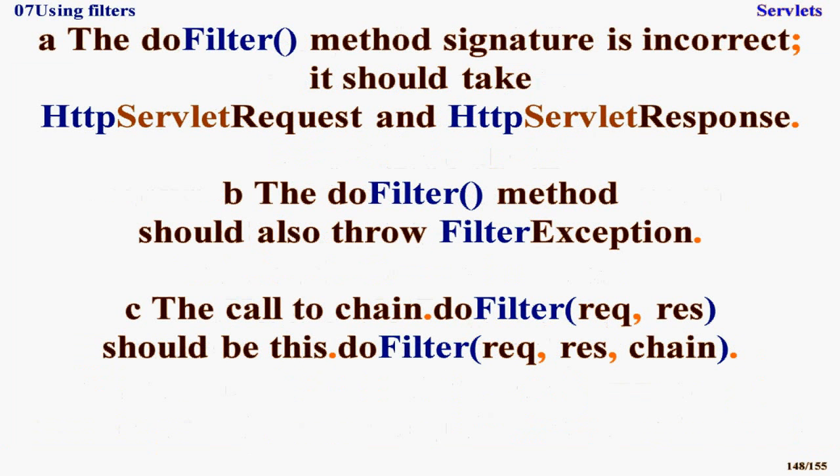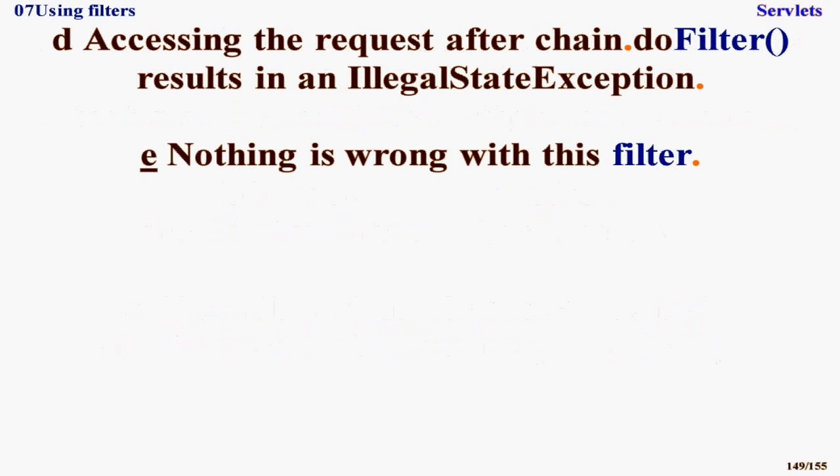A. The doFilter method signature is incorrect. It should take HttpServletRequest and HttpServletResponse. B. The doFilter method should also throw FilterException. C. The call to chain.doFilter(req, res) should be this: chain.doFilter(req, res, chain). D. Accessing the request after chain.doFilter results in an illegal state exception. E. Nothing is wrong with this filter.